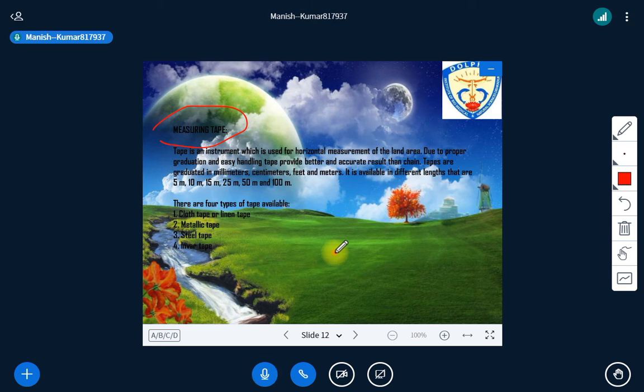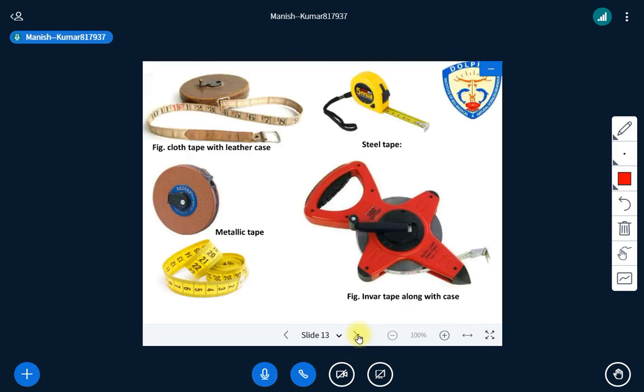Using 25, 50 meter, even 100 meter maximum tape. Perhaps people have already seen that. These are the different kinds of tape: cloth tape, metallic tape, steel tape, and invar tape. Through the image, I would like to make you understand easily. The cloth tape with leather case, you have seen that. Steel tape, metallic tape is there, and this is called invar tape.